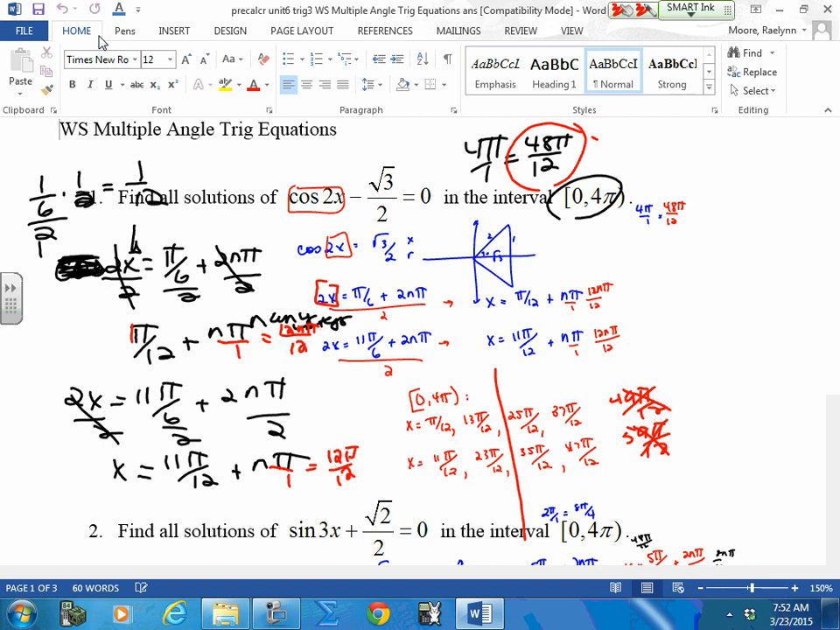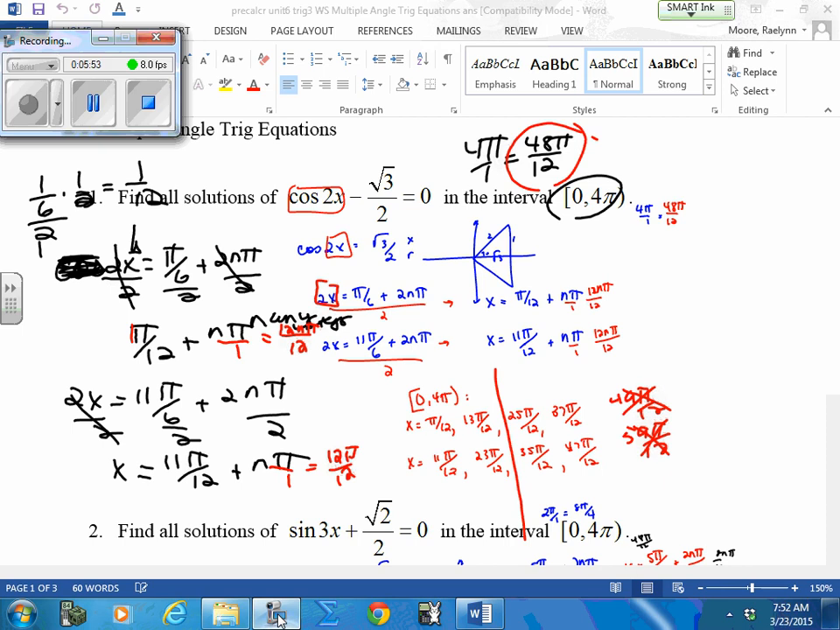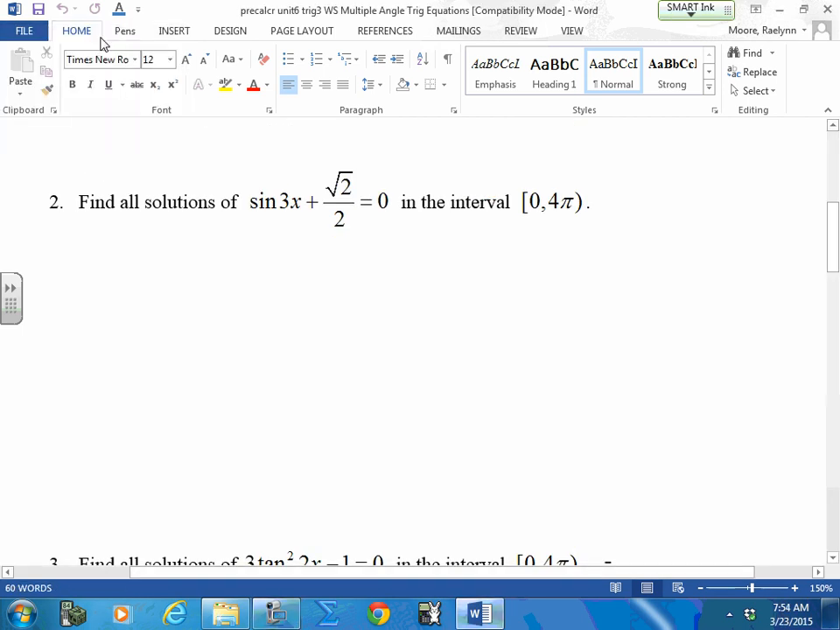The good part about this is if you... So, I'm going to start by solving this. I'm going to take the 3x out and just make it an x.